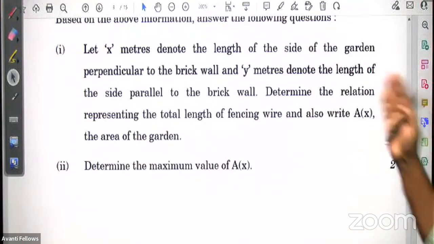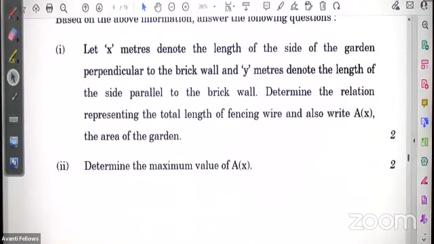Okay, x meter denote the length of the side of the garden perpendicular to the brick wall, and y meter denote the length of the side parallel to the brick wall. So determine the relation representing the total length of fencing wire and also write A of x, the area of the garden. So first part is you have to express the relation between x and y and also write the area in terms of x. Okay, A of x stands for the area in terms of x. Then determine the maximum value of the area.